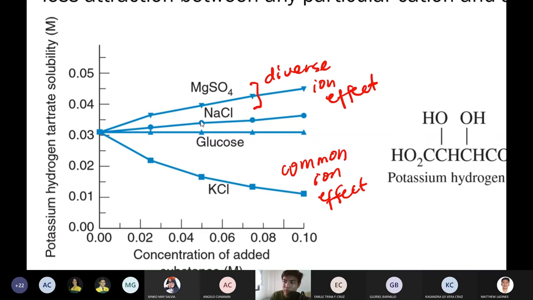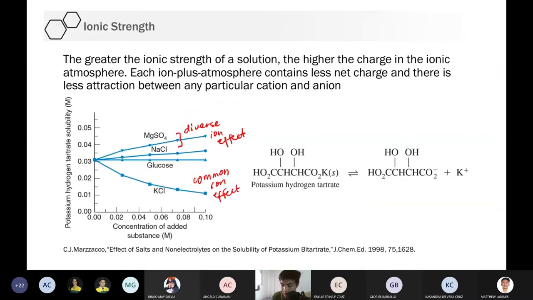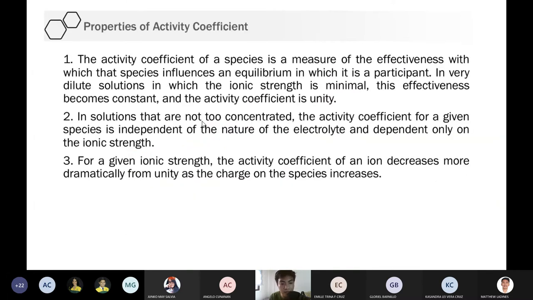So, that's why yung graph natin for magnesium sulfate, that is very different from the graph for sodium chloride. Parang naging times 4 yung effect nun. Okay, kasi sabi natin, the greater the charge of your diverse ions, the greater the effect for your equilibrium. Mas malaki yung effect niya sa activity coefficients.